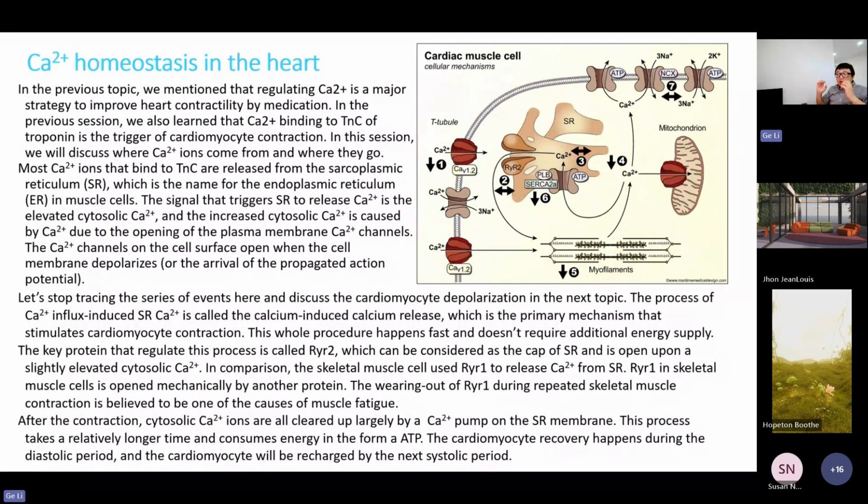Not only one sarcomere, every single sarcomere in this cardiomyocyte becomes shorter, and this single cardiomyocyte becomes shorter. Not only one cardiomyocyte, in the ventricle or in the atrium, all the cardiomyocytes contract at the same time. Every single cardiomyocyte contracts and becomes shorter at the same time, and then the whole atrium or ventricle contracts, squeezes, becomes smaller, and squeezes blood out of the ventricles. This is how it happens. Any question?